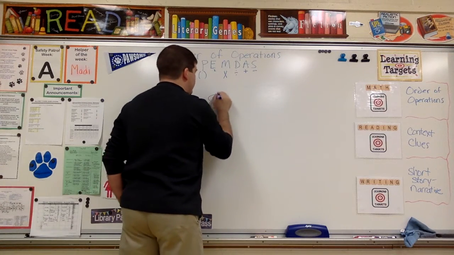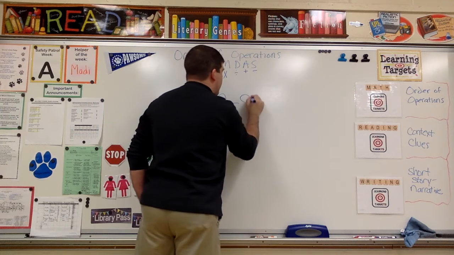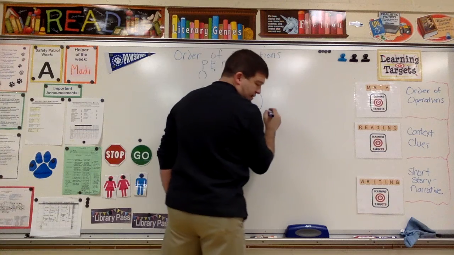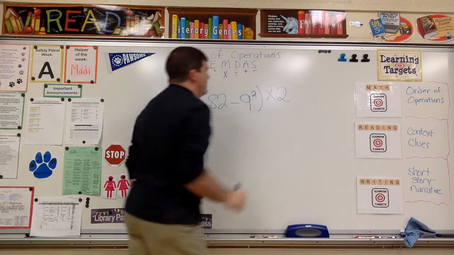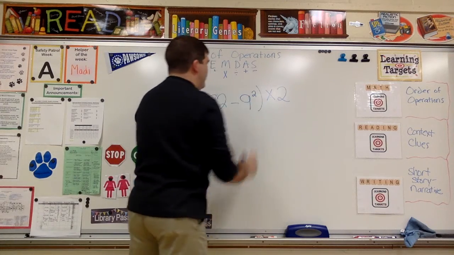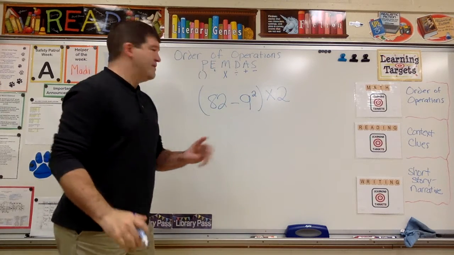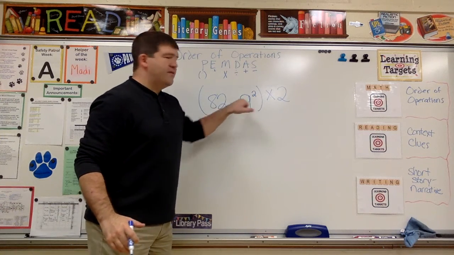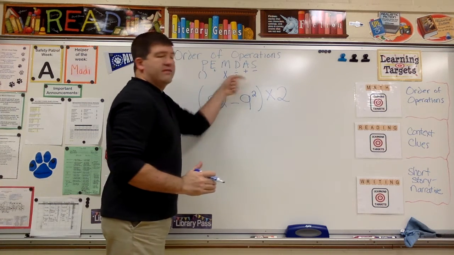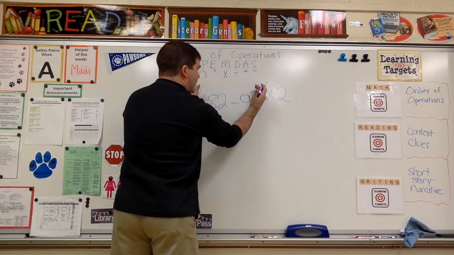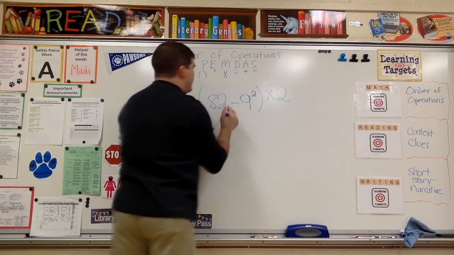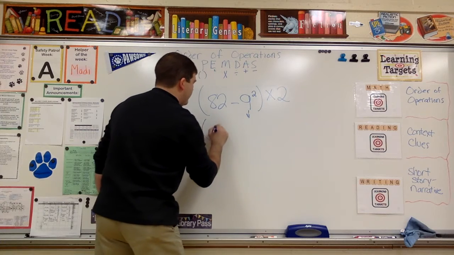This last one is 82 minus 9 squared, in parentheses, times 2. Okay, so I look for parentheses first. I see my parentheses here, but I have two operations in the parentheses. I have a minus and I have an exponent. Once you get in the parentheses, then you start here and go this way. So in here, I'm doing everything in here first, and I know that exponents come before subtraction. So I have to do that and bring it down.